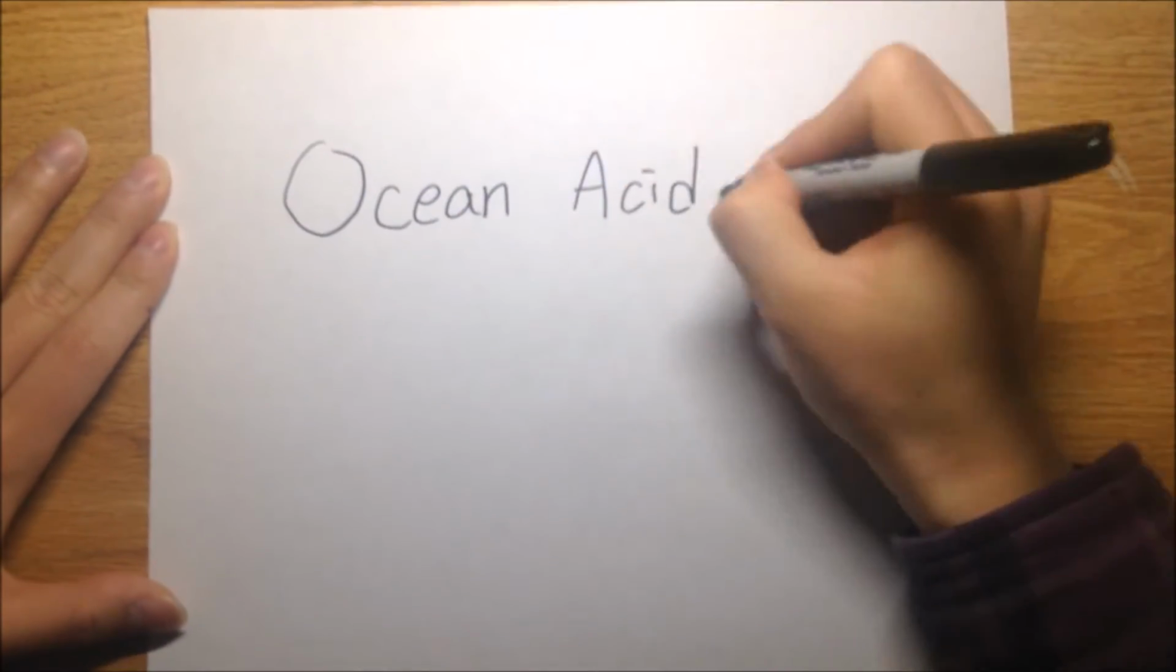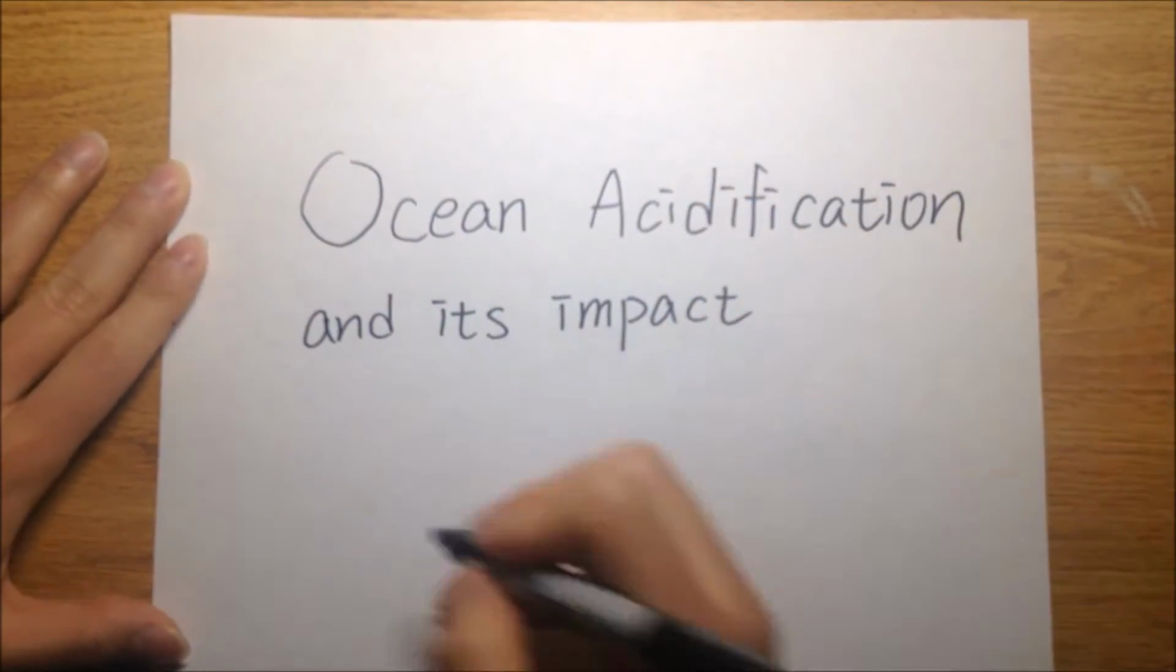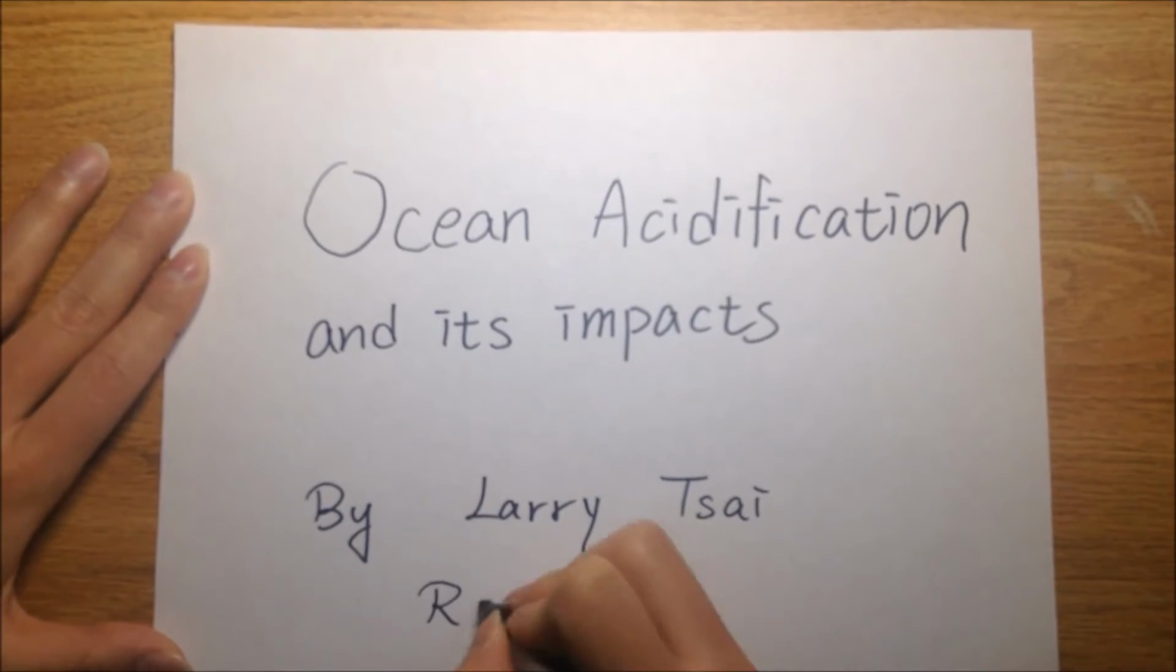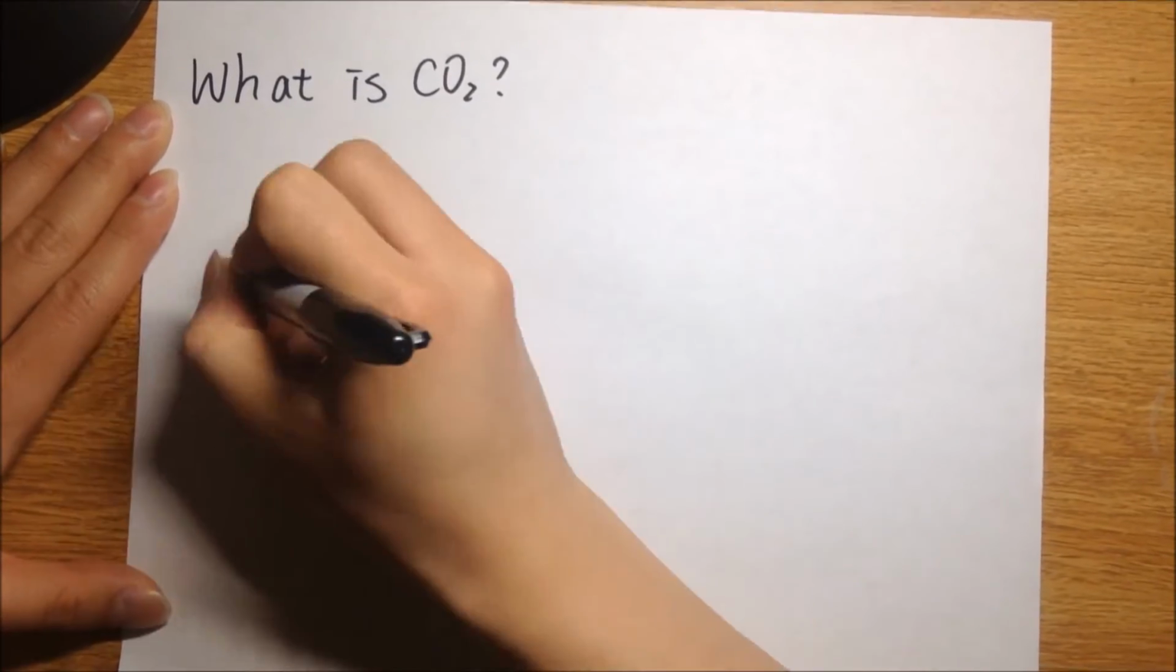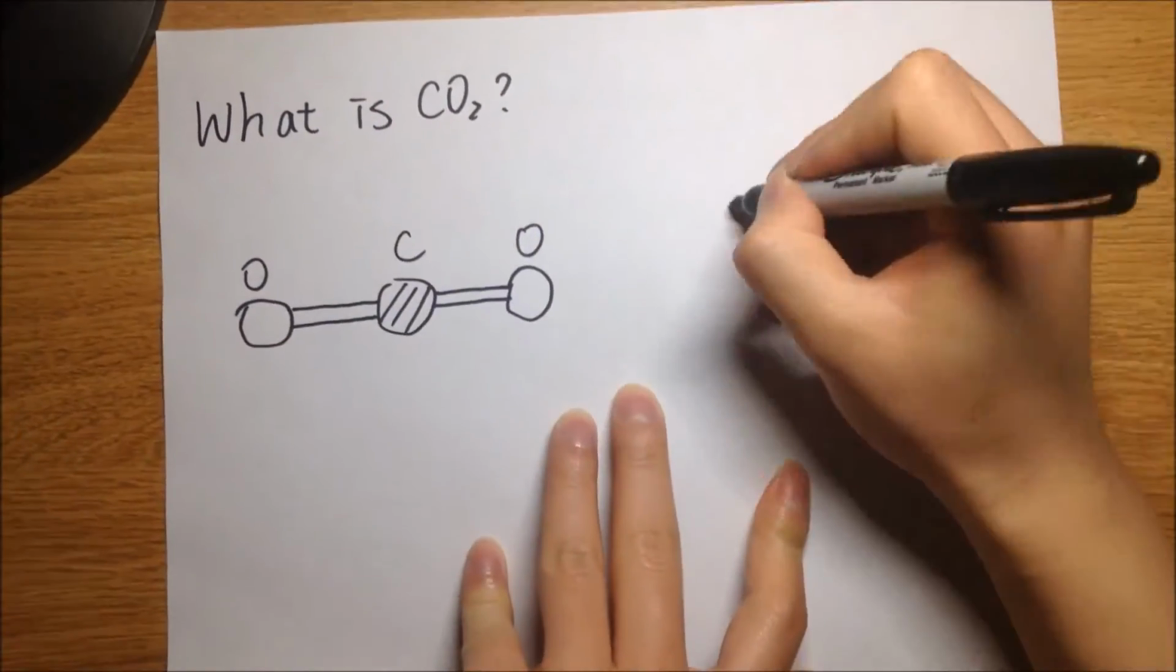Hello folks, today we're going to be talking about ocean acidification and its impacts on the environment in a video inspired by MinutePhysics. But before we can understand acidification, we need to understand CO2. CO2 is a combination between one carbon and two oxygen atoms.